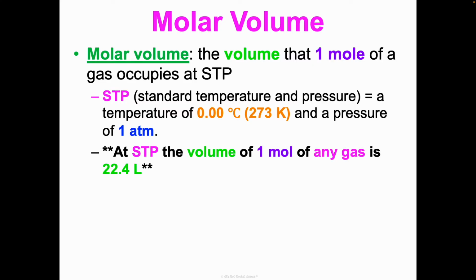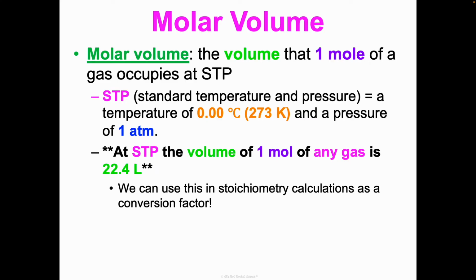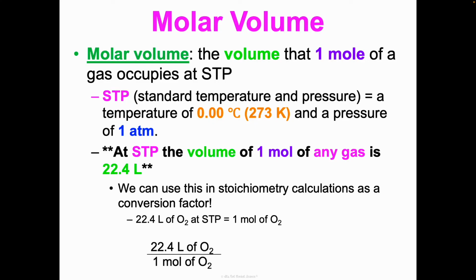So here's what's cool. At STP, the volume of 1 mole of any gas is 22.4 liters. That's our molar volume. And so now we can use this in stoichiometry calculations. We can use it as a conversion factor. If 22.4 liters of oxygen at STP is equal to 1 mole of oxygen at STP, then I can write it like this, or I can write it like this, and I can use it to make conversions. Let's do some examples to show you what I mean.